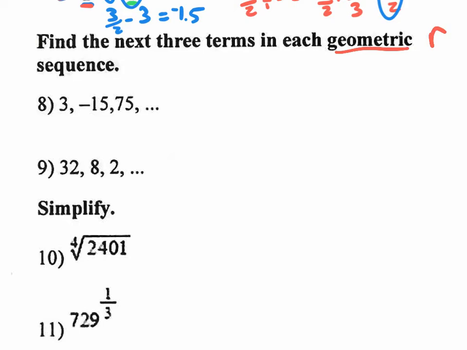How do you find the common ratio? It says right here on the board, it says to find R, pick a value, then divide it by the previous number. So on number 8, if you pick a number like negative 15 and then divide it by positive 3, negative 15 divided by positive 3, that's negative 5. So the common ratio is negative 5.